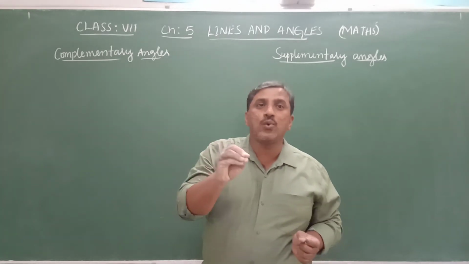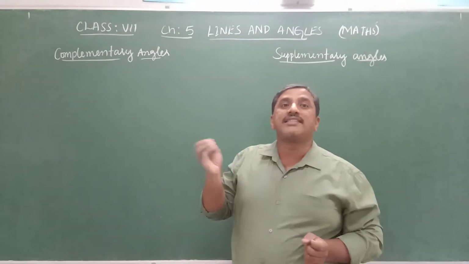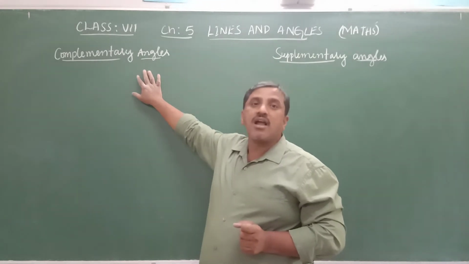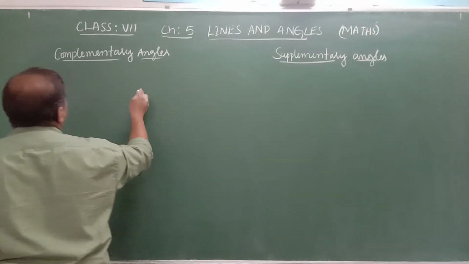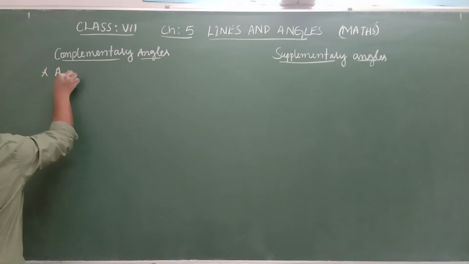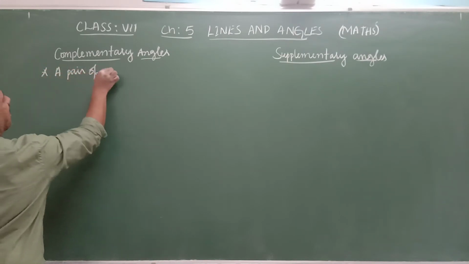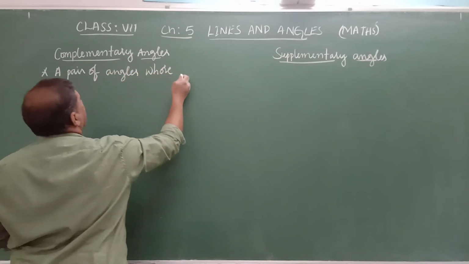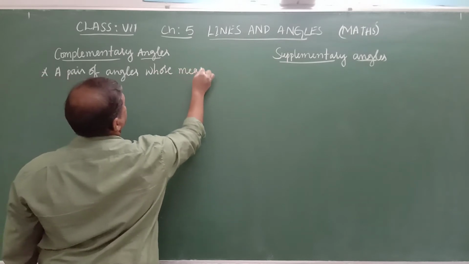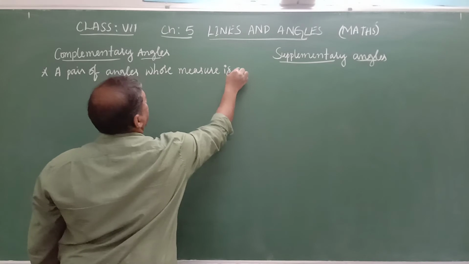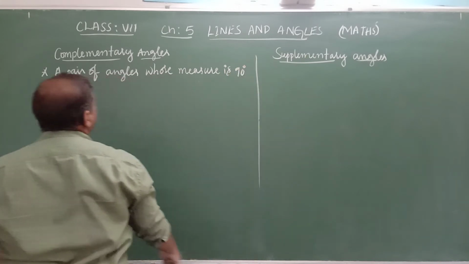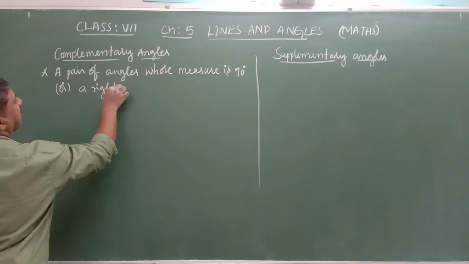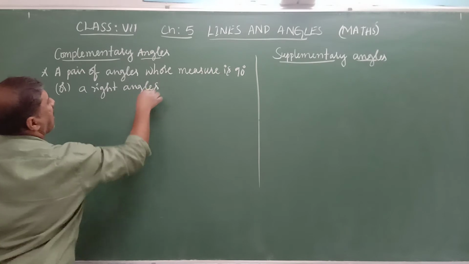If the sum of any 2 angles is equal to 90 degrees, then we call those 2 angles complementary angles. So what are complementary angles? A pair of angles whose measure is 90 degrees, or a right angle, are known as complementary angles.